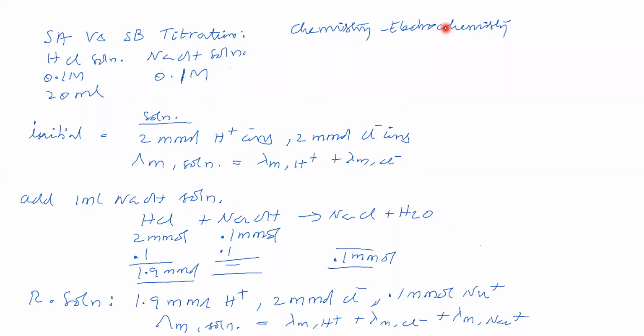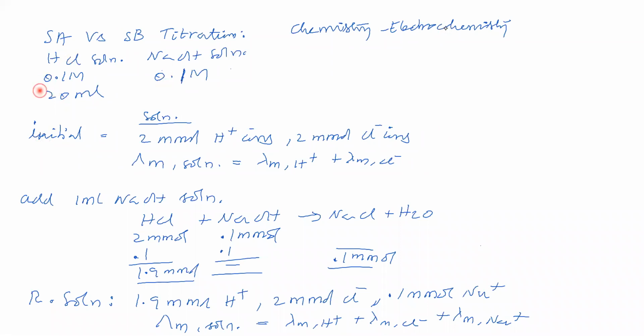Now see that we are taking a strong acid versus strong base titration. Strong acid is HCl solution. Concentration is 0.1 molar, volume is 20 ml. So in the flask, in the vessel, we will take the HCl solution first. Sodium hydroxide solution added is 0.